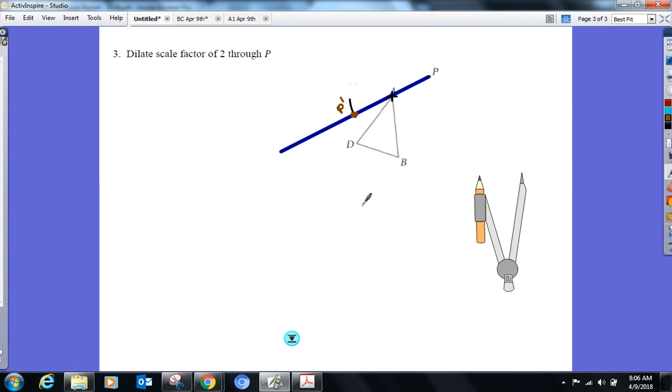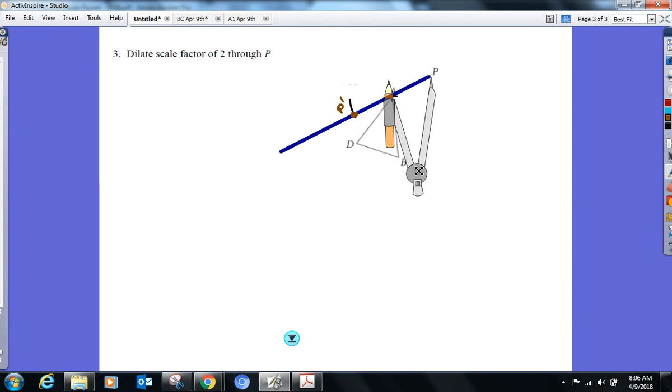What if I changed it up on you? What if I went 1/2? Now I want to get closer to P. How do I figure out where 1/2 the distance of PA is now? What construction do I have to perform now? Perpendicular bisector. So I need to go here to P, open it up more than halfway, and I'll do this one too.